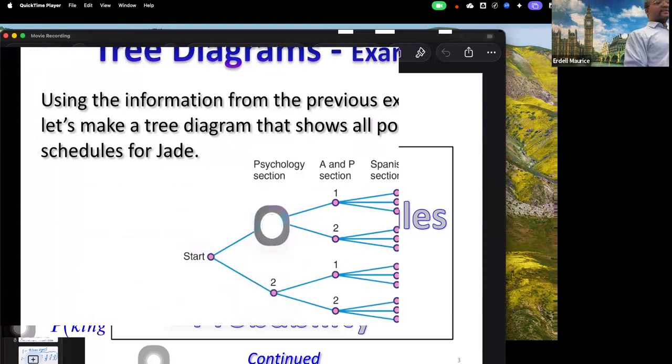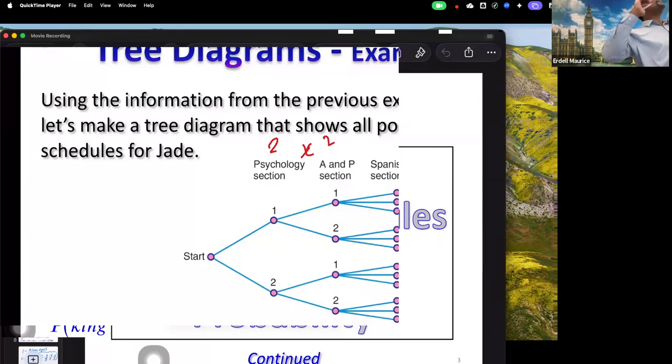Then after she's made her selection for psychology, she'll have 2 choices for A and P. So again, for each node, there'll be 2 choices. I can either do section 1 and then section 1, or I can do section 1 and section 2, yes? And down here, there'll be 2 more nodes as well, yes? For a total of 1, 2, 3, 4 nodes, 2 times 2. Right? 2 times 2 is 4.